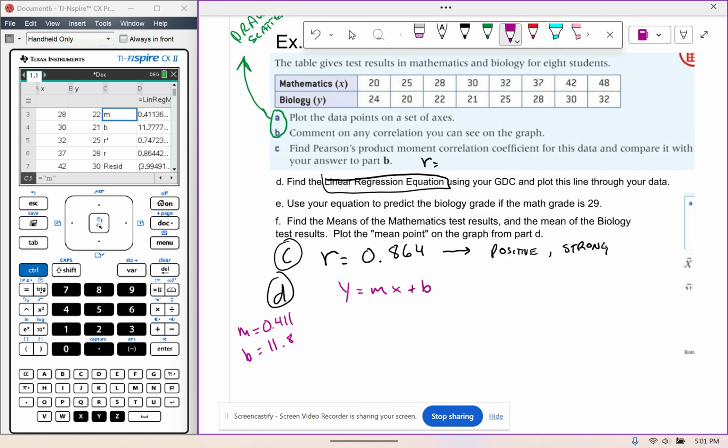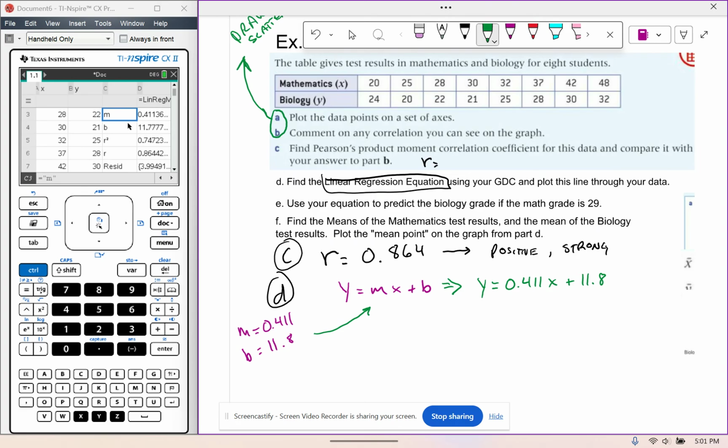Now I just put these in the equation. So, y equals 0.411x plus my 11.8, which is my b. So that's how I find letter D.